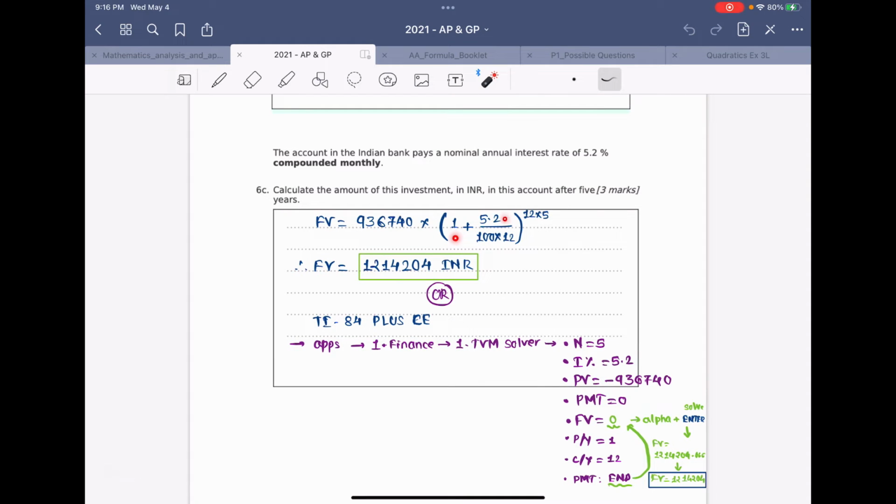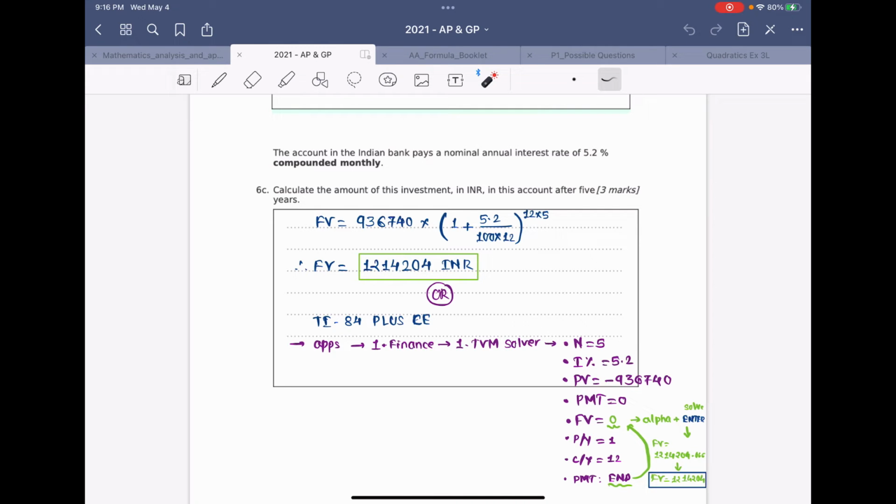Times 1 plus same 5.2 over 100 times 12 because they said compounded monthly. Raised to 12, that is compounded monthly, and how many years? 5 years. So 12 times 5. Type this as it is on your calculator. Whatever answer you are getting, that is your final answer, which is future value. He is getting 1214204 INR.